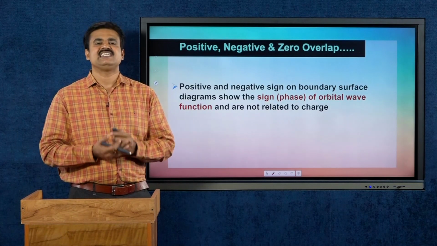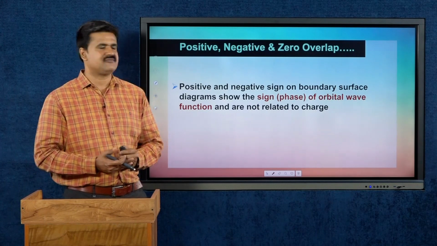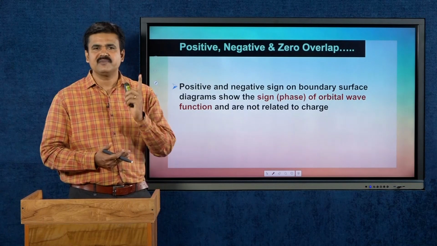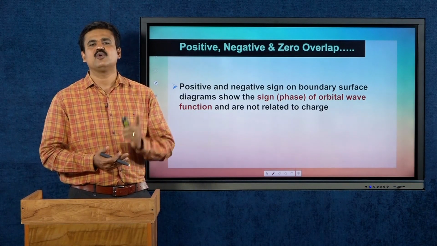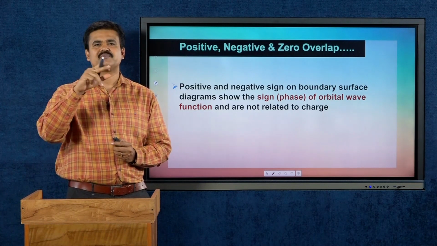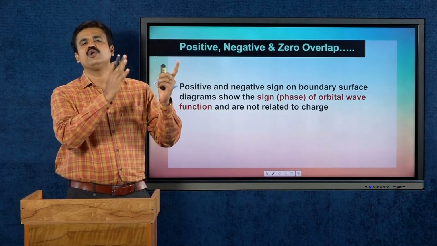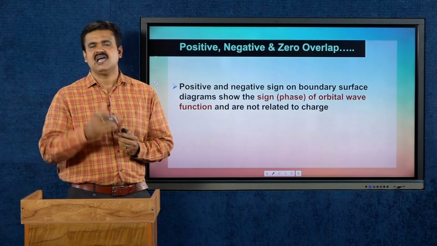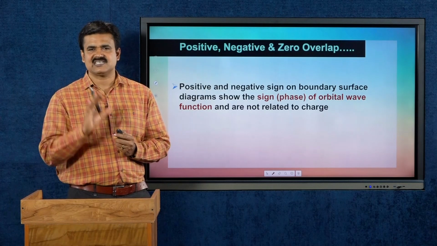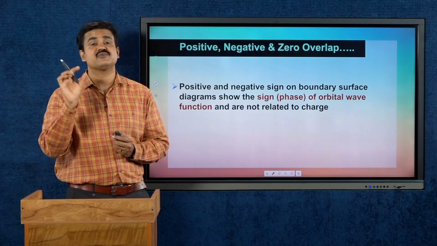Positive and negative signs on boundary surface diagrams show the sign or phase of the orbital wave function and are not related to charge. Now you can say that whenever you represent a p orbital, one lobe is associated with a plus sign, the other lobe is associated with a negative sign. These signs are not the charges, but they simply represent the sign of their phase.